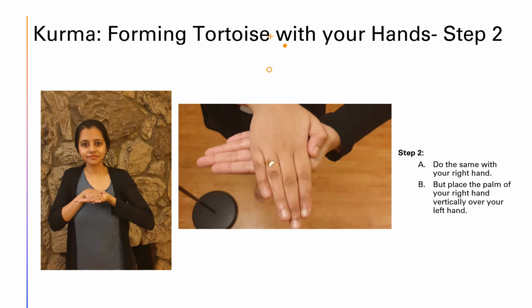Step 2 again has 2 parts. You do the same with your right hand. You raise it to your shoulder level so that the entire hand is in a straight horizontal line. And then just place your right hand vertically over your left hand. The palm of your right hand vertically over the palm of your left hand. You can see I have shown that image over here.